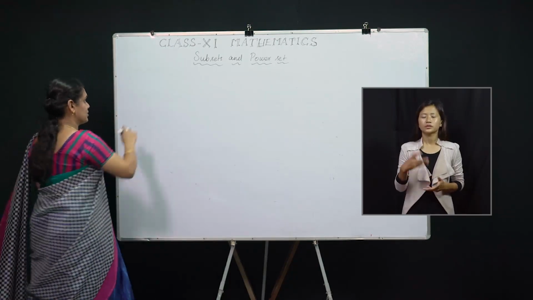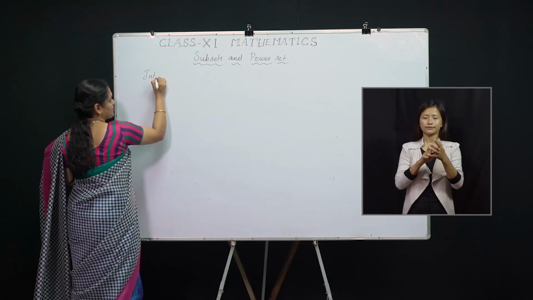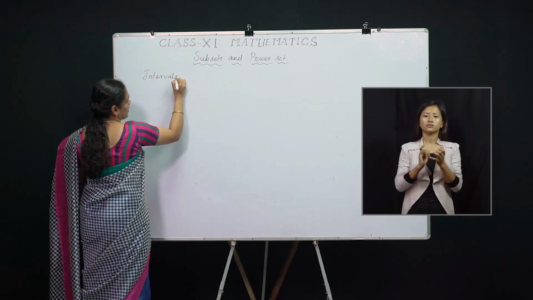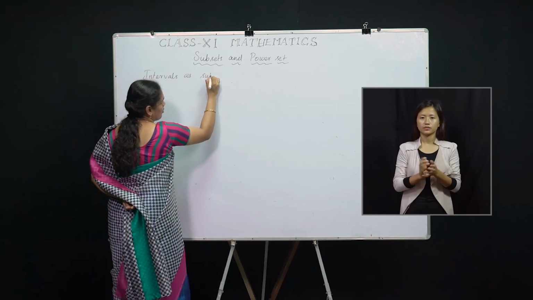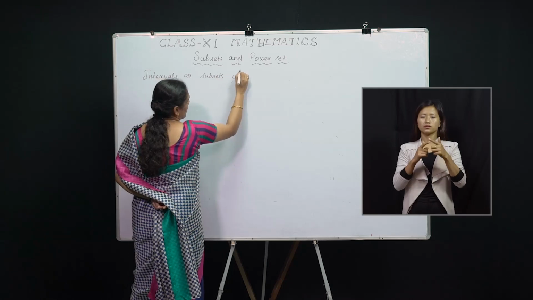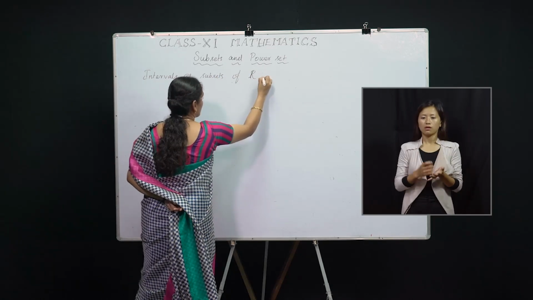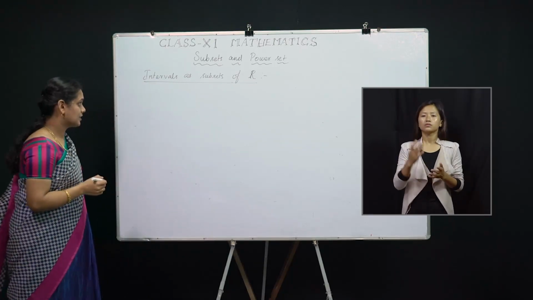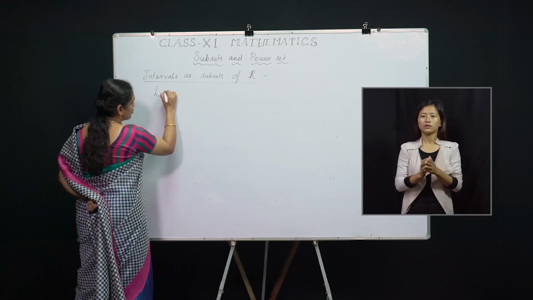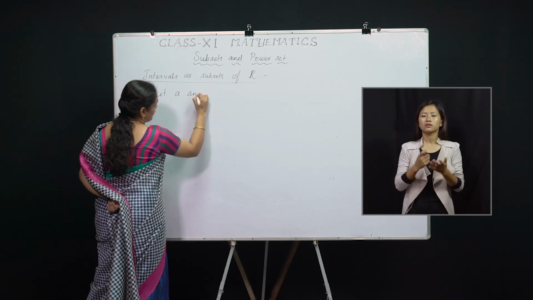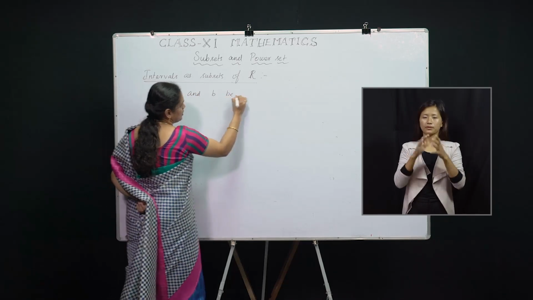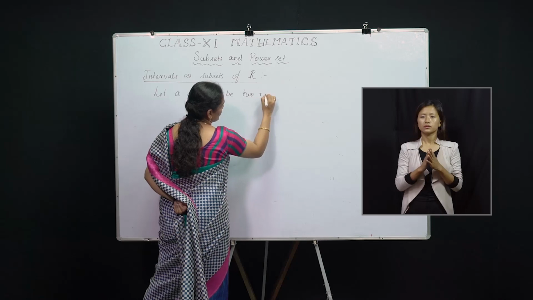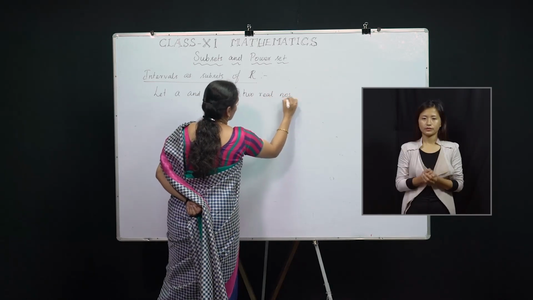How to write the intervals? Intervals as subsets of R. R for real numbers. Okay. So we know how to draw a real line, isn't it? So let me take two real numbers, A and B.